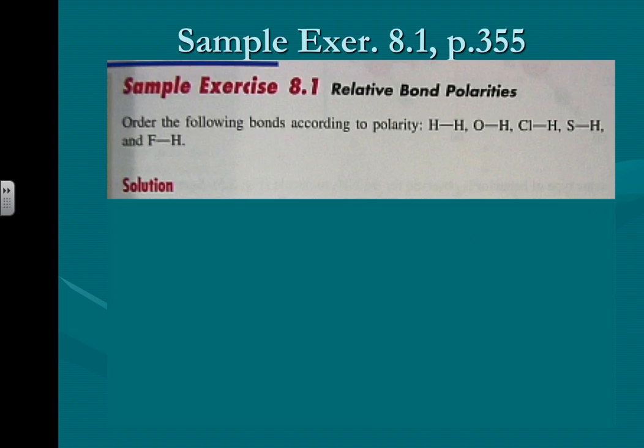So for a sample exercise here, it says order the bonds according to the polarity. So you have a hydrogen-hydrogen bond, an oxygen-hydrogen, a chlorine-hydrogen, a sulfur-hydrogen, and a fluorine-hydrogen. If you were asked to put these in order of relative polarity, my hope would be that you would understand that the hydrogen-hydrogen bond is not polar at all, because they would both have an electronegativity value of 2.1.